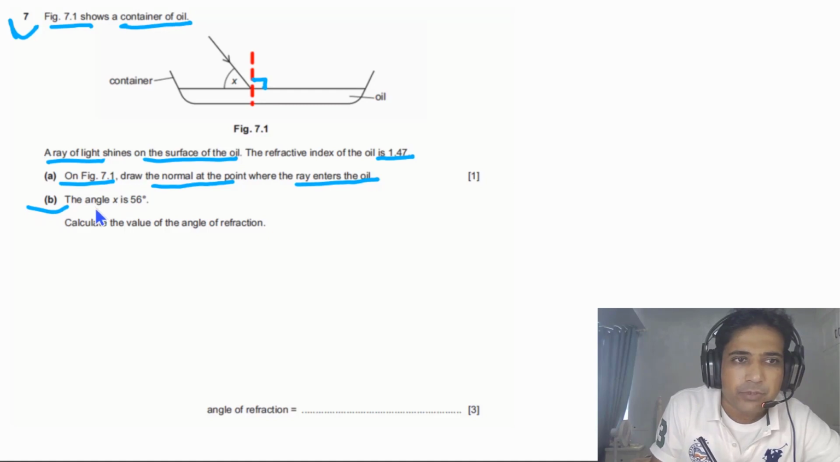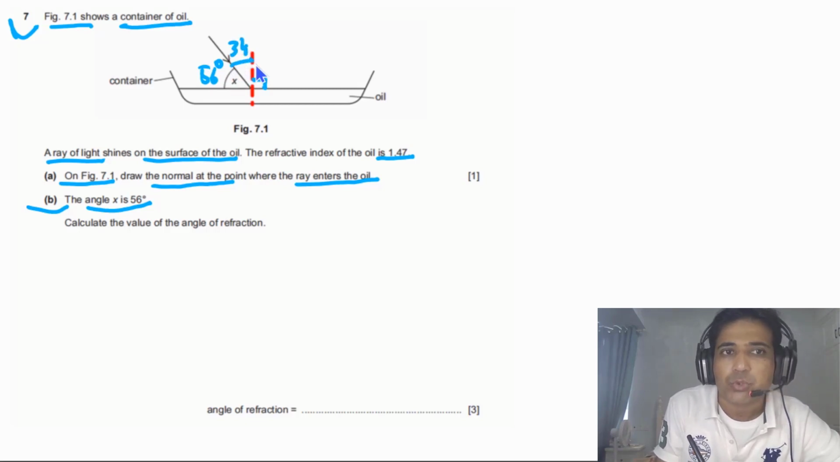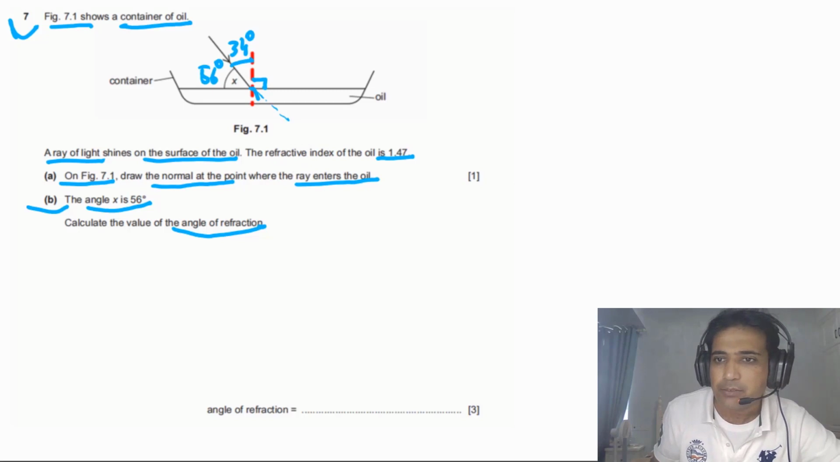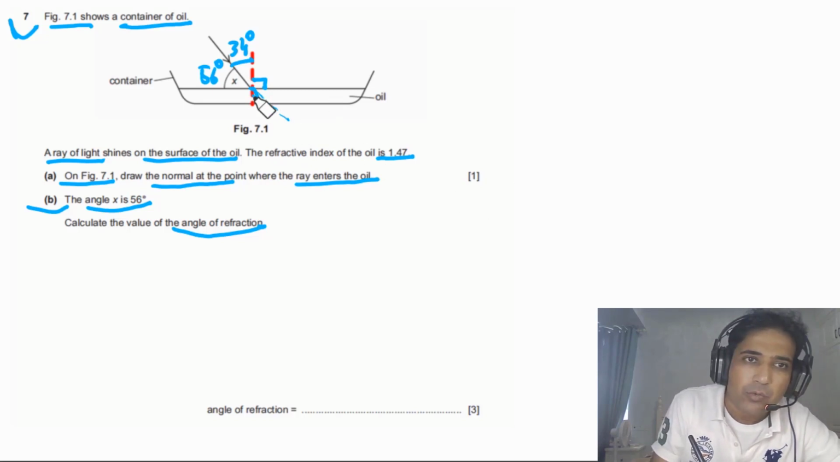For part B, it is given to us the angle X is 56, meaning this angle is equal to 56 degrees. So this angle has to be 34 because the total angle is 90 degrees. We need to calculate the angle of refraction, meaning in the oil. If there were no change in medium, the ray would go like this, but there is a change in medium, so it will bend towards the normal, like this.